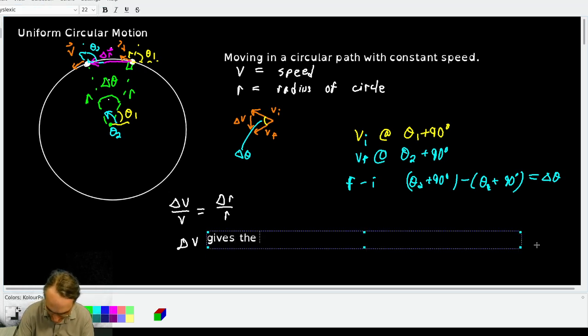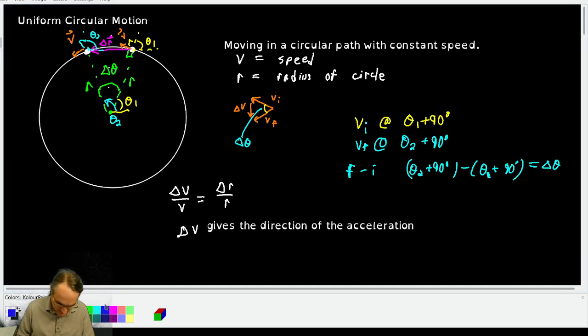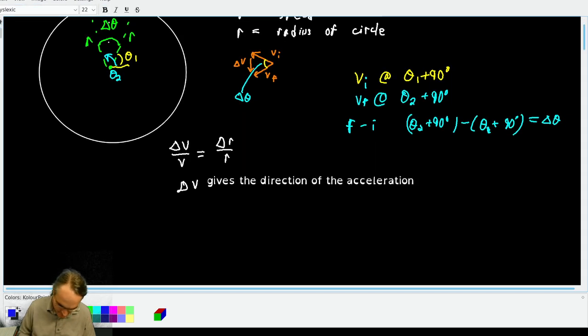Delta v gives the direction of the acceleration. And here you can see it points, the mean position would point directly towards the center. And as we bring them closer together, it stays pointing directly towards the center. And if you choose any pair of points around the circle, you'll always find that the acceleration vector would point towards the center of the circle. So we have a centripetal acceleration, an acceleration that points towards the center.